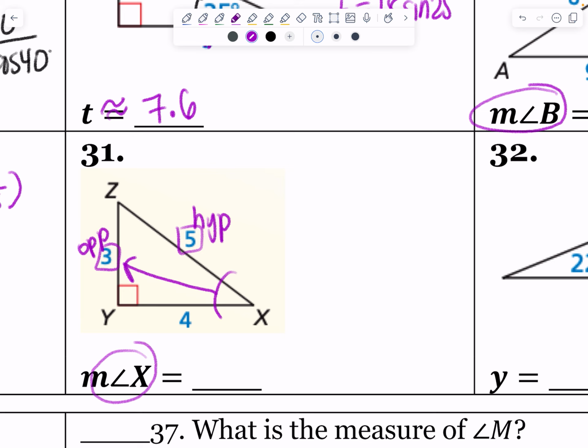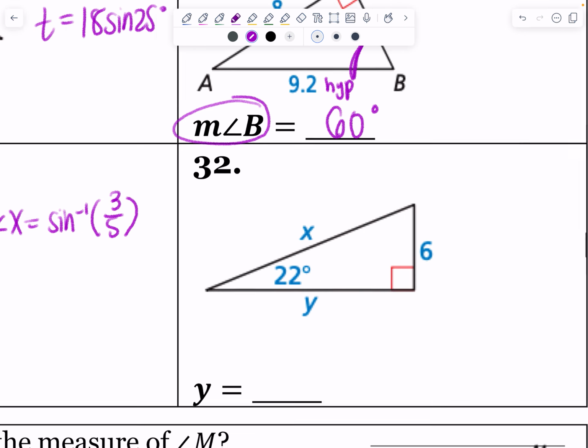And so from there, the measure of angle X is going to be equal to the inverse sine of 3 over 5. When I do the inverse sine of 3/5, I'm going to get about 37 degrees to the nearest degree. Okay, I could have used inverse tangent. I would have gotten 37 degrees. I could have used inverse cosine. I would have gotten 37 degrees.